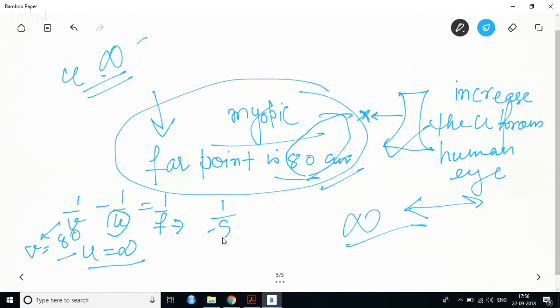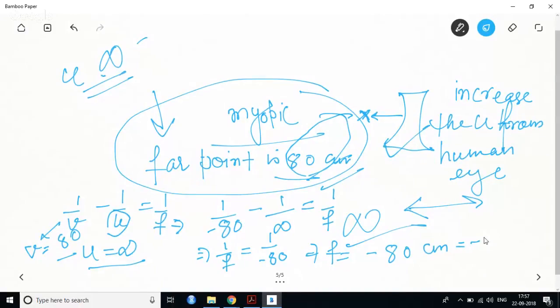So 1 divided by minus 80, minus 1 by infinite, which should also be negative, but as it is infinite, I am not writing anything, should be equal to 1 by F. So 1 by F should be equal to 1 divided by minus 80, or you will find out F is equal to minus 80 centimeters, or minus 0.8 meters.